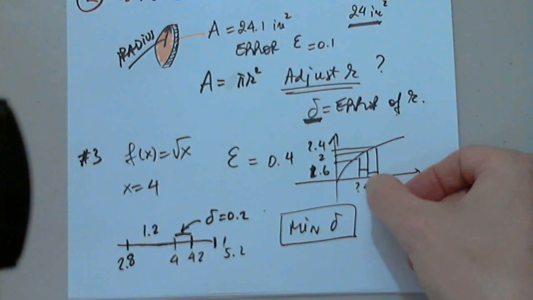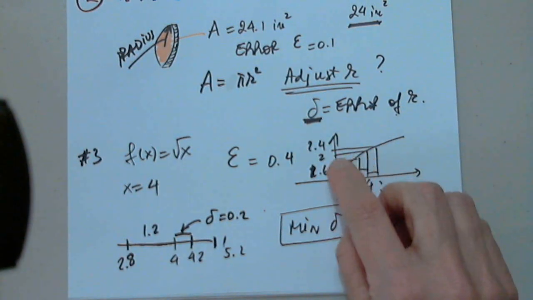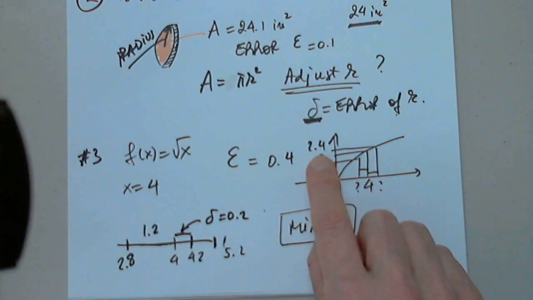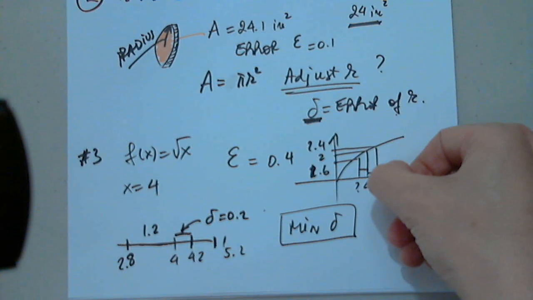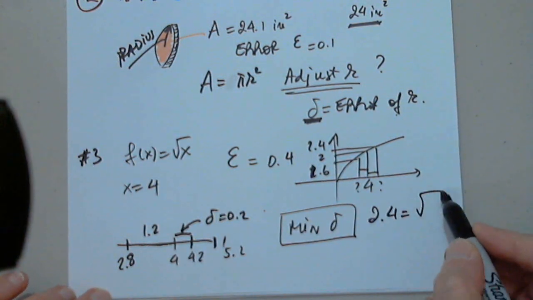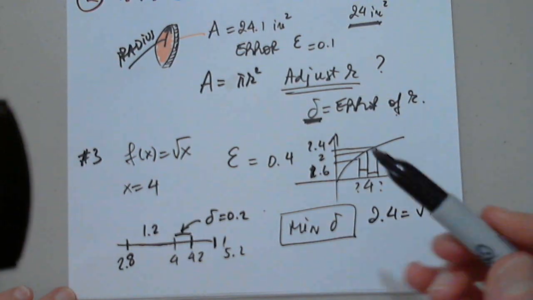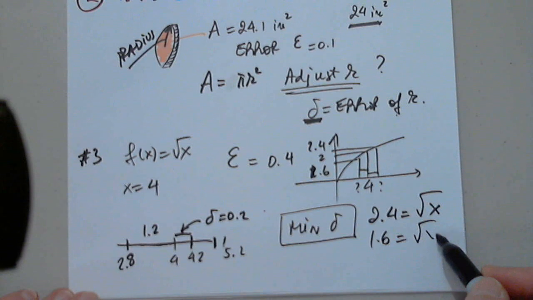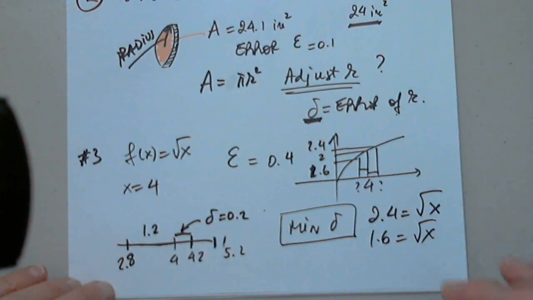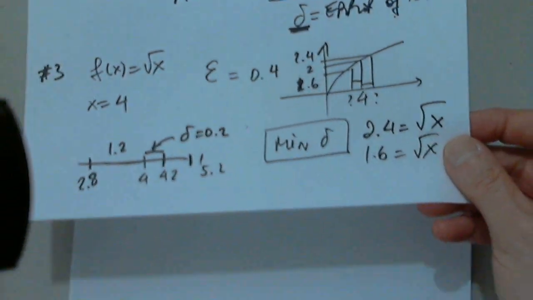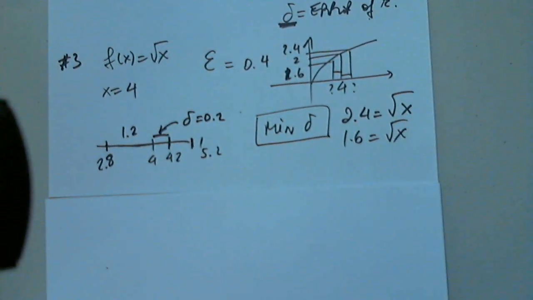So we know that the square root of 4 is 2. When the function value is 2.4, what will be x? When the function value is 1.6, what will be x? I have to solve these two equations. So if I have 2.4 equals the square root of x, how much is x?